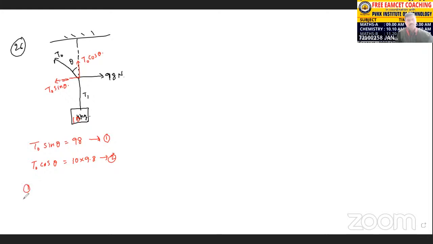So equation 1 divided by equation 2. T naught gets cancelled. Sin theta by cos theta is tan theta. So tan theta is equal to 98 by 98, which is 1. In the tan function, 1 comes at 45 degrees. So theta is equal to 45. The third option is correct. Okay.